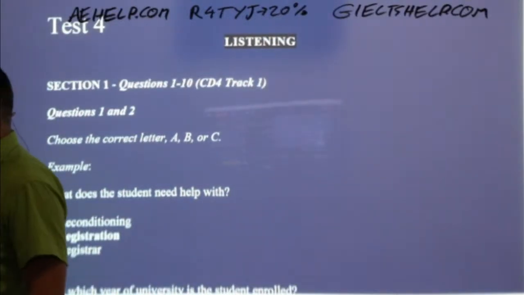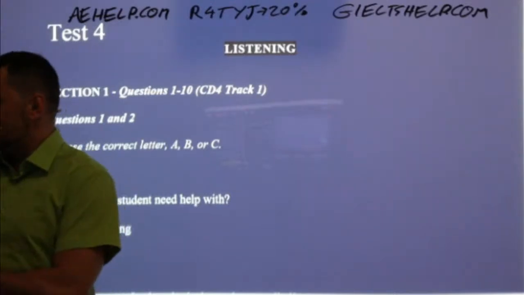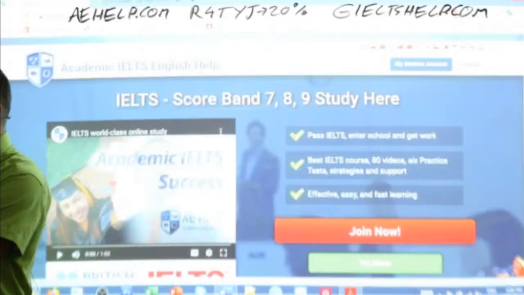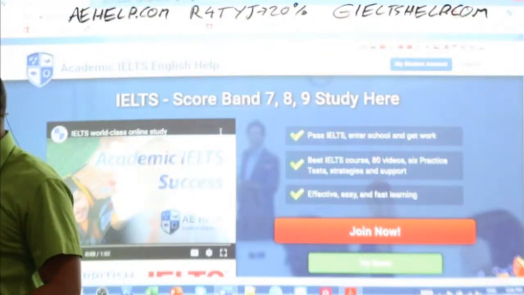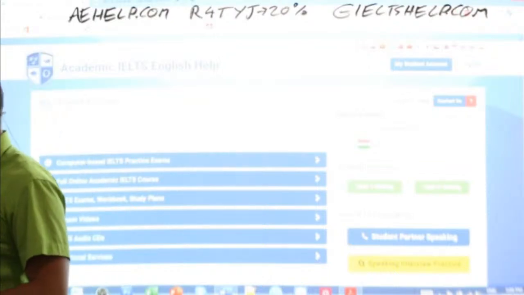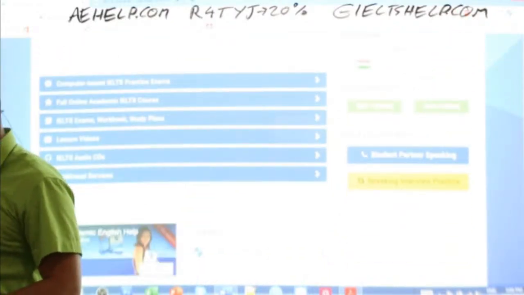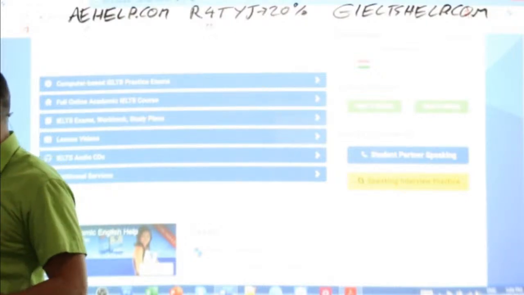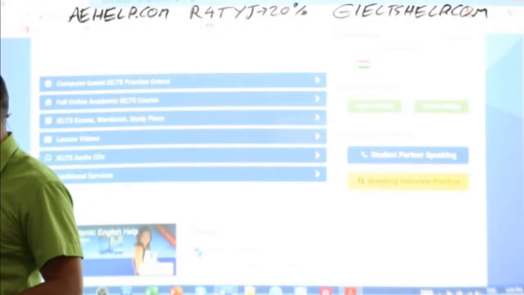Okay, this is test number four, listening section one that we're starting with. Students, please do not write your answers into the chat. Write them into a separate document so that everybody has a fair chance to answer on their own. Just on a separate piece of paper, and we will go through all of this together after.